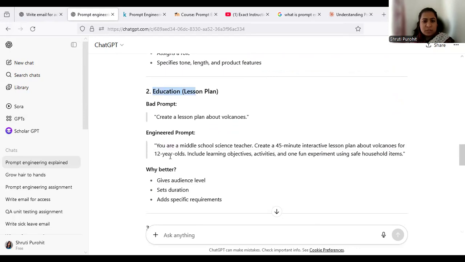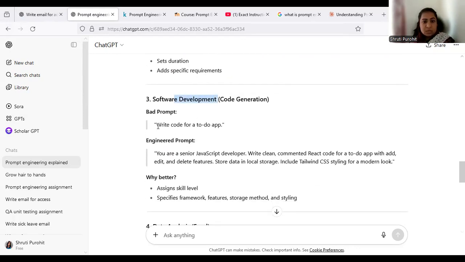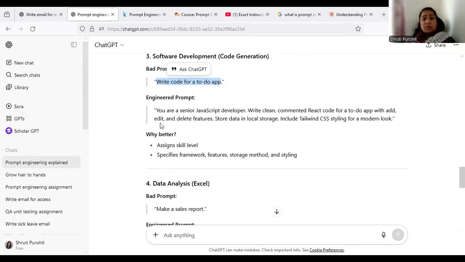Same things are here for education, for software development. So when we want to create a to do app, we mention, okay, write a code to create a to do app. Rather than this, you can mention: you're a senior JavaScript developer, write clean, commented React code for the to do app with some CRUD operations like add, delete, update, and store the data in local storage. Include which kind of CSS framework you want, or you just have to mention those things, okay, for the modern look. So this is the better prompt rather than this.